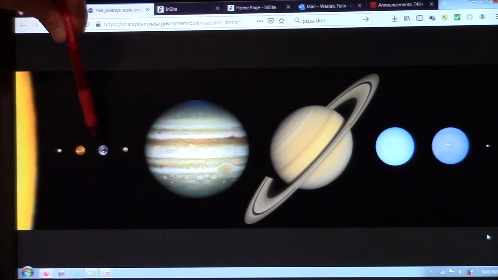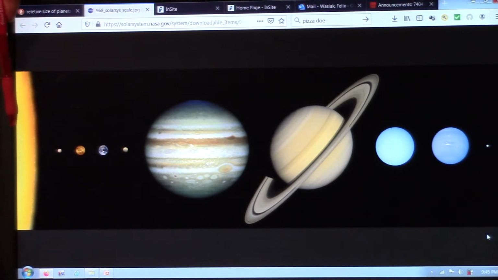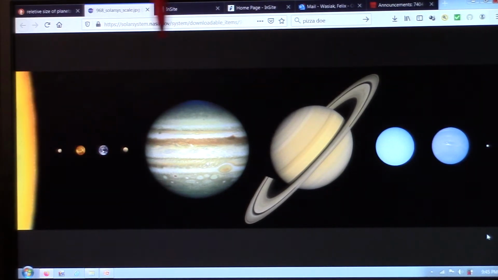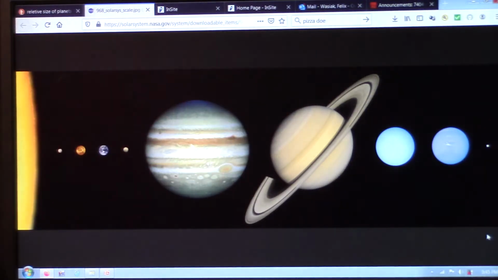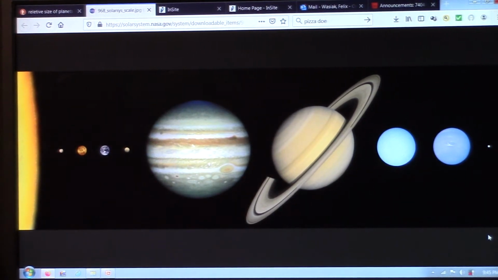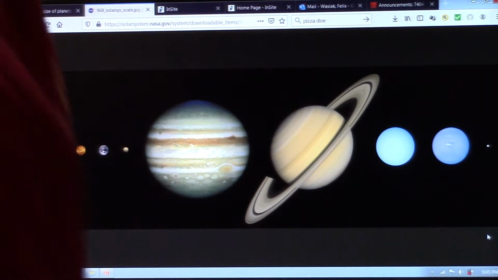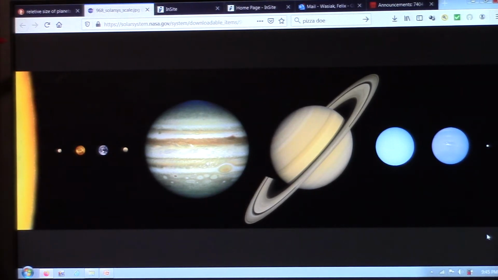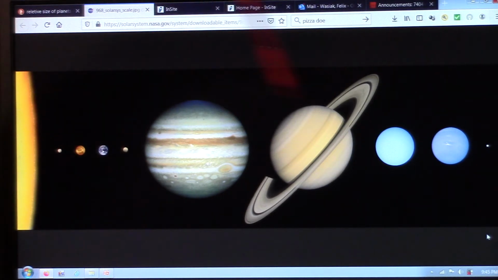So remember, the average distance of Earth to the sun is 1 astronomical unit, right? This is not the scale, right? You have to look at my other video to get the scale for distances. But this is showing the relative sizes. So you can see how big the sun is. We're not going to show the whole sun. You can see how big the sun is compared to the other planets.